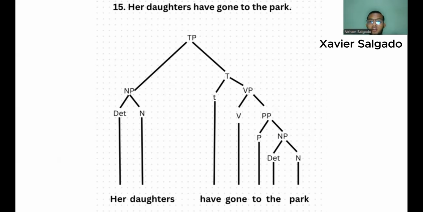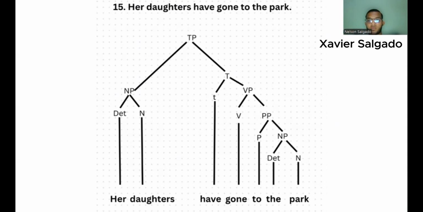Her daughters have gone to a park. Well, and the tense here is past perfect tense. Well, we have the same TP, that is the tense phrase. On the left, we have an NP, that is a noun phrase. We have the determiner down, and in the other part, that is a noun.